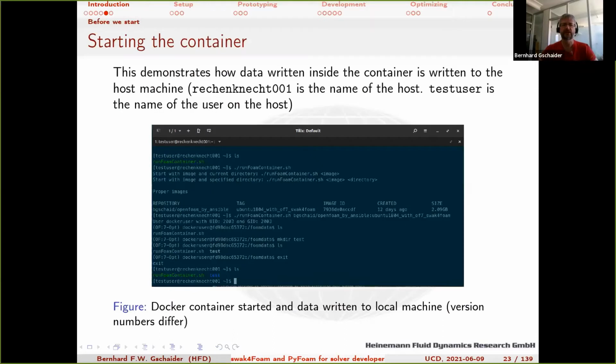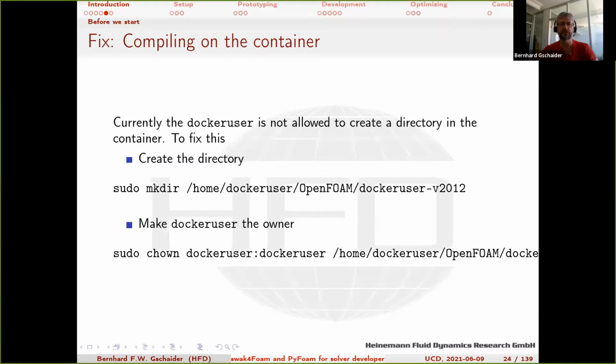That's, for instance, how it would look on one of my machines. The test user is the name of the user on the host, and you see that you can execute stuff in the Docker machine, and these changes will end up on your machine.